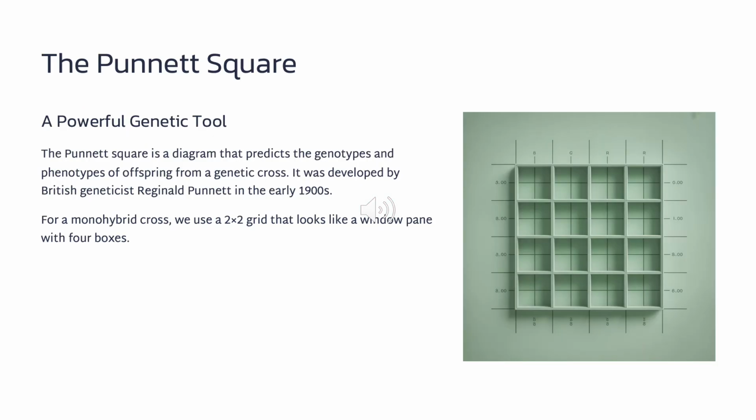Okay, now we have the Punnett square. It is a powerful genetic tool. It is a diagram that predicts the genotype and phenotype of offspring from a genetic cross. The Punnett square was developed by British geneticist Reginald Punnett in the early 1900s. For a monohybrid cross, we use a 2 times 2 grid that looks like a window pane with 4 boxes.